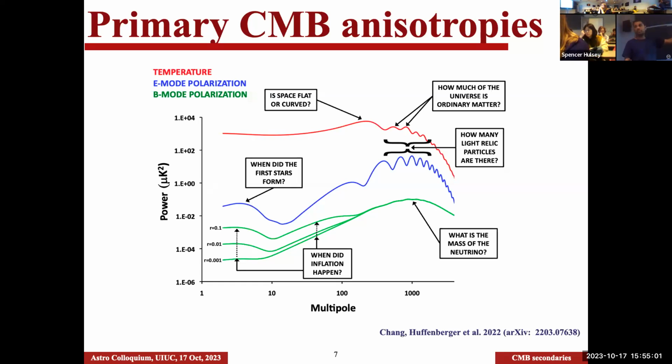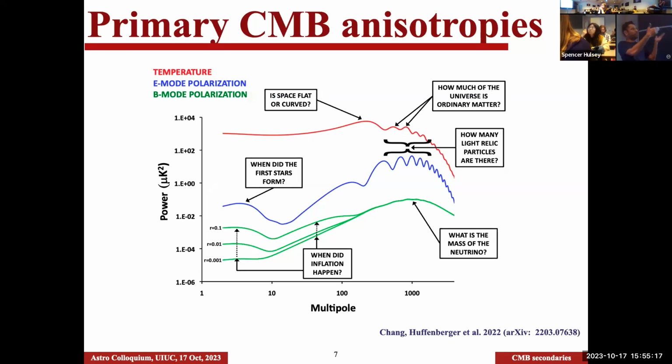In red, it's the temperature power spectrum. In blue, it's one of the polarization power spectra, called the E mode power spectrum. And in green, we have the B mode power spectrum. The B mode power spectrum is basically coming from gravitational waves.